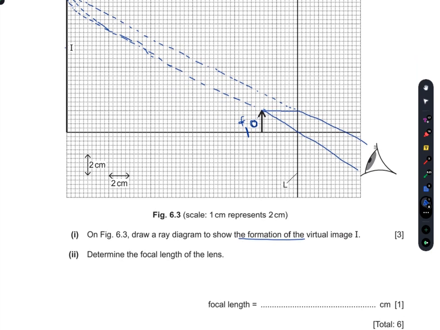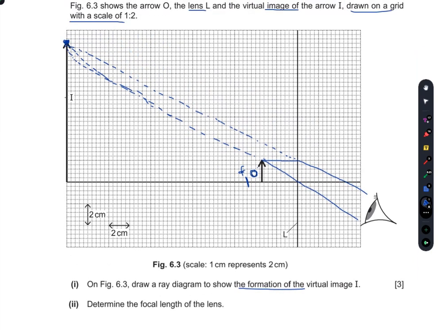Now you have drawn it, though my drawing is quite rough here. You have to draw it properly, neatly, according to scale. But that's how you will do this.